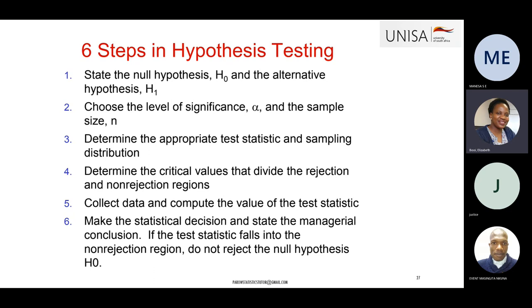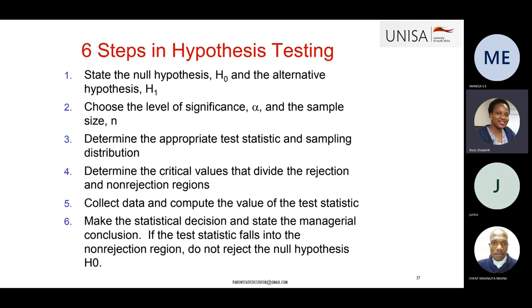Are you doing a z test or are you doing a t test? It's very important. T test, you do it when the population standard deviation is unknown. Z test, you can do it for the proportion and when the population standard deviation is known.